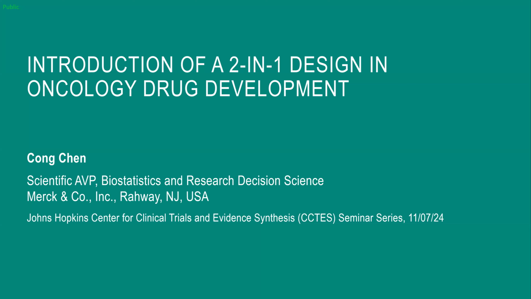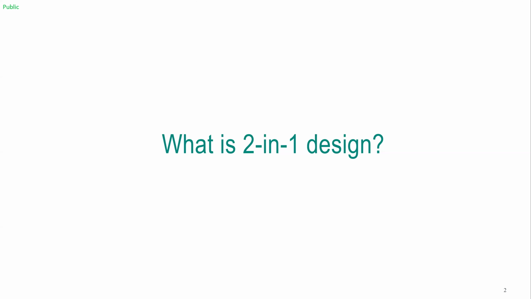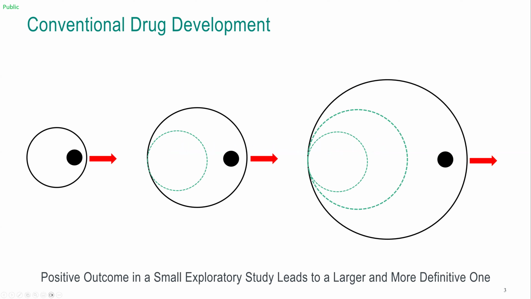So today I will just give you a brief introduction of two-in-one design for oncology drug development. So what's the two-in-one design? Drug development is a very systematic, stepwise process. Findings from small studies are incorporated into the planning and design of larger and more definite ones. However, the participants from these earlier studies are excluded from the formal analysis of subsequent studies.